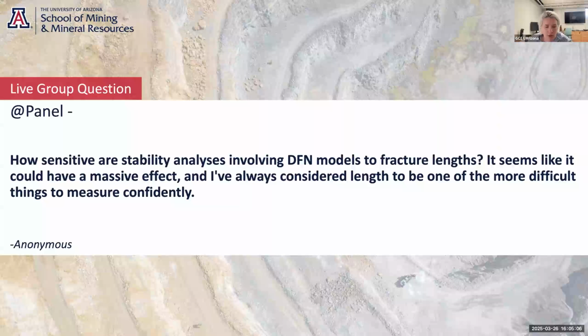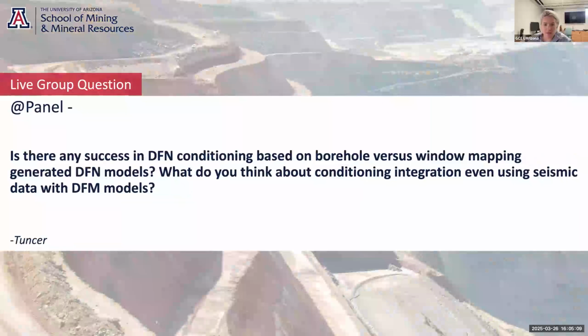I think we'll move to another live question on DFN models. And in case we haven't already said it, for anybody that's not familiar, DFN stands for discrete fracture network models. I think we may have said it previously, but I just want to cover that in case you're not in the course or you haven't gotten that far yet. This question is again for the panel. Is there any success in DFN conditioning based on borehole versus window mapping generated DFN models? What do you think about conditioning integration, even using seismic data with DFN models?